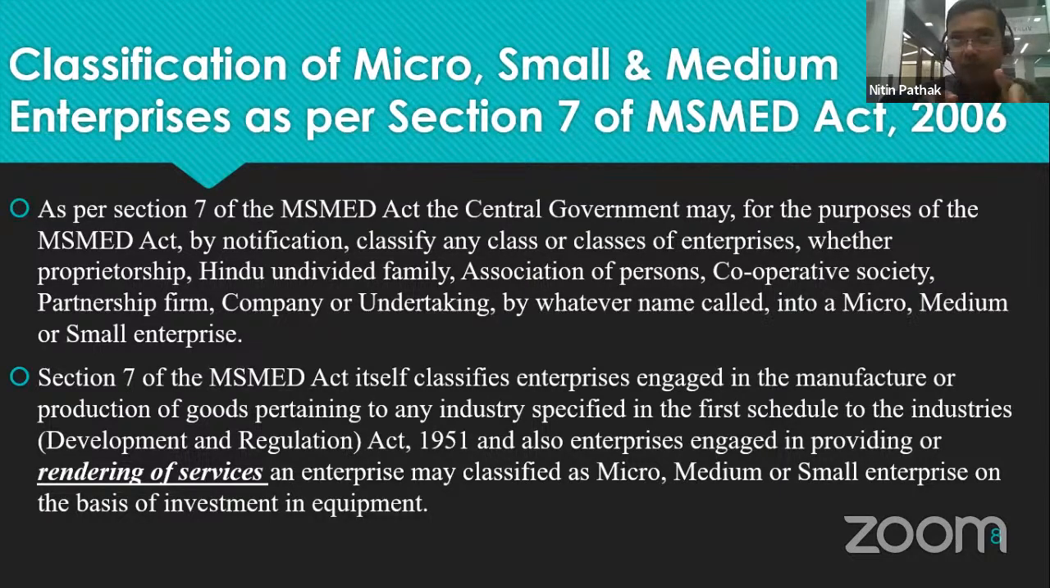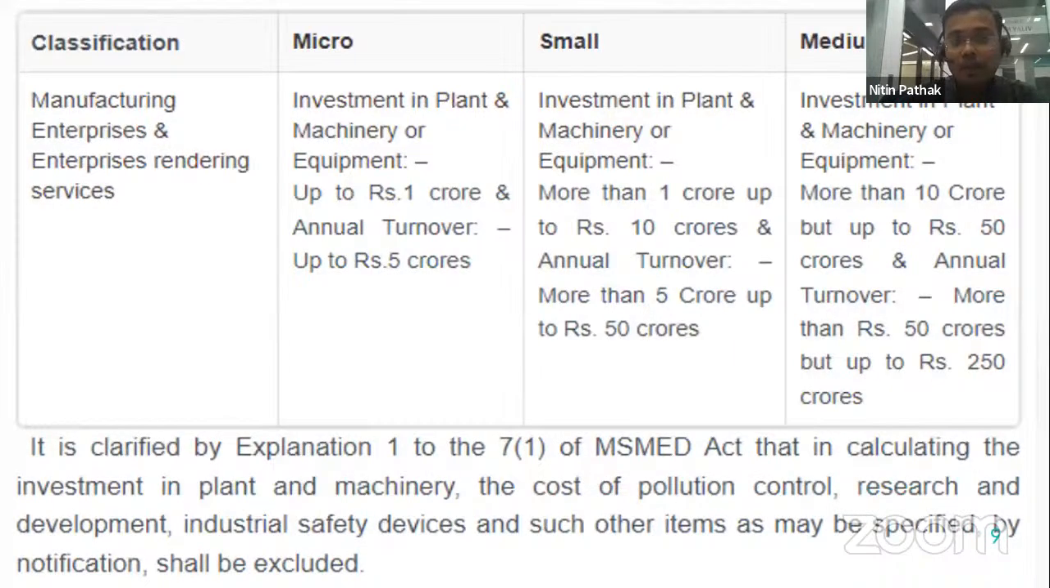MSME is classified into the categories micro, small, and medium enterprise, on the basis of investment and turnover. What is the limit of investment in machinery or equipment, and what is the turnover limit for classifying the enterprise into micro, small, and medium enterprise? We will discuss. Here is the chart. See, manufacturing enterprises and enterprises rendering service. So who is covered under micro?